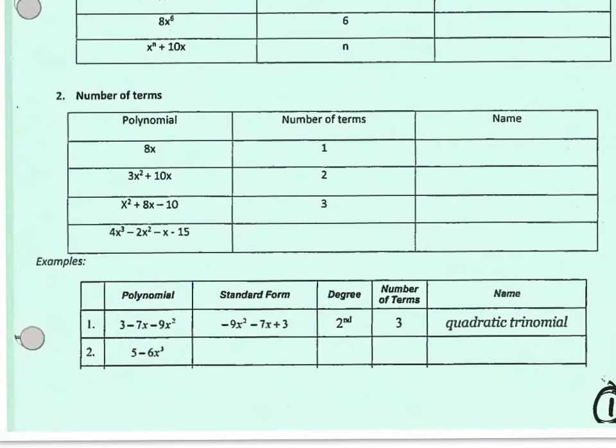So again, we're naming polynomials. So their first name is their degree. Their second name is based off of how many terms there are. So in this example, there's only one term. There's only one thing there. If there's one term, we call it a monomial. Mono meaning one. So it has one term.